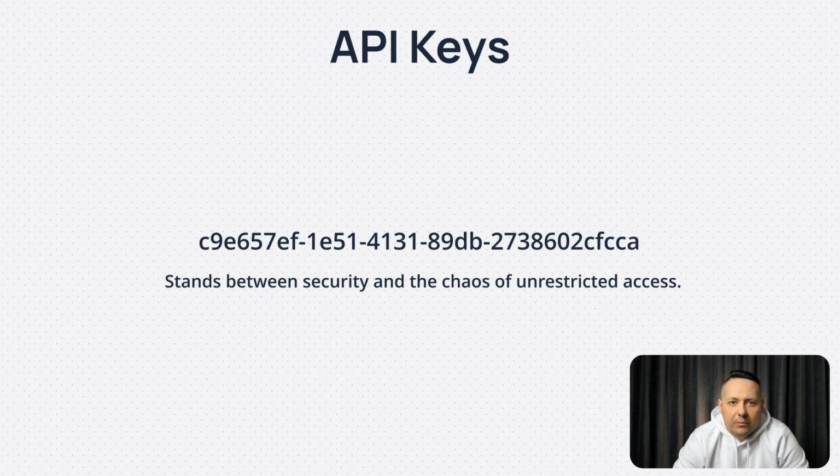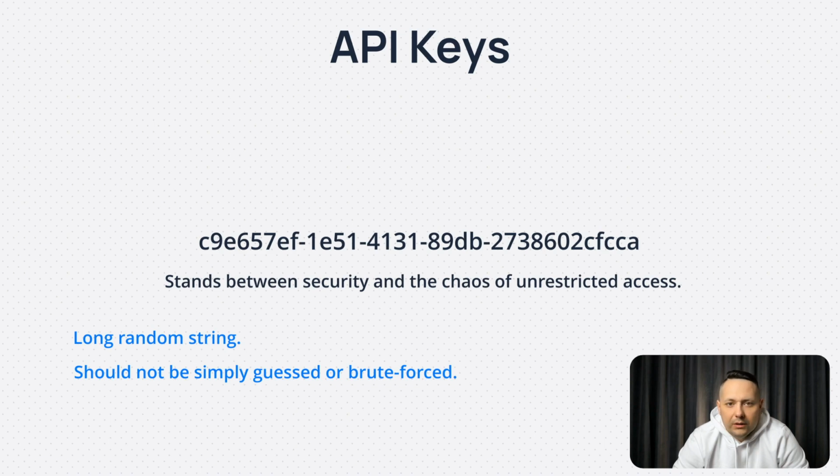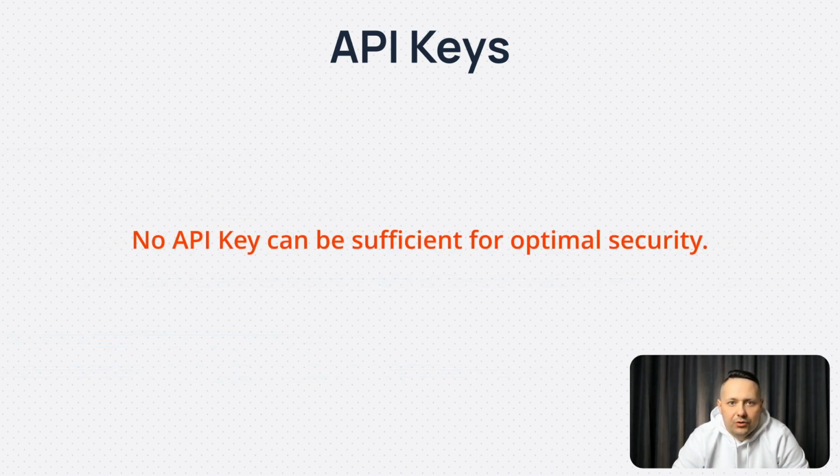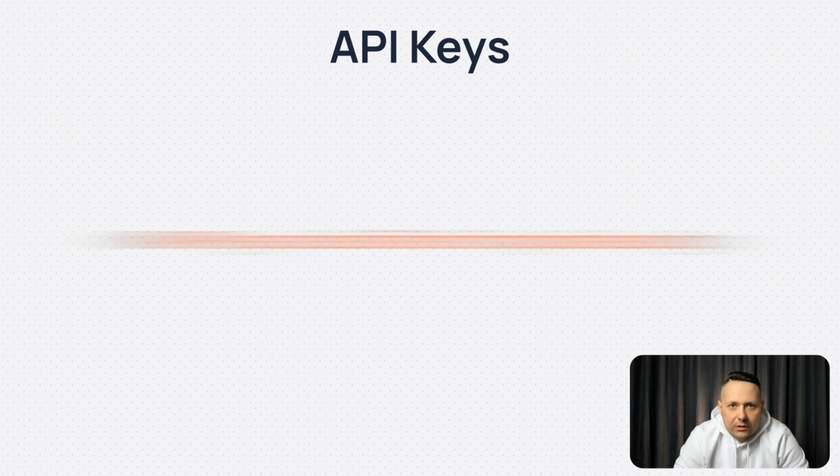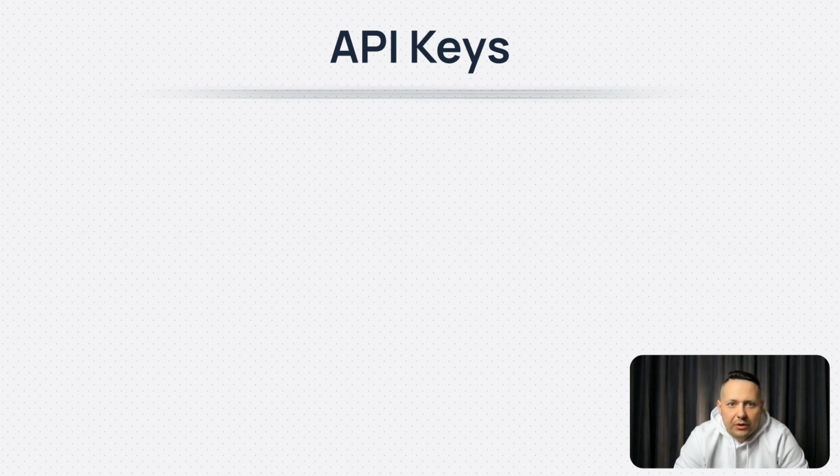The API key could take many forms, but generally it's a random string that is long enough that it cannot be simply guessed or brute forced. A good one is UUID v4, which includes 36 alphanumeric characters. However, no API key alone can be sufficient for optimal security. But first things first. The primary use of an API key is accessing an API.